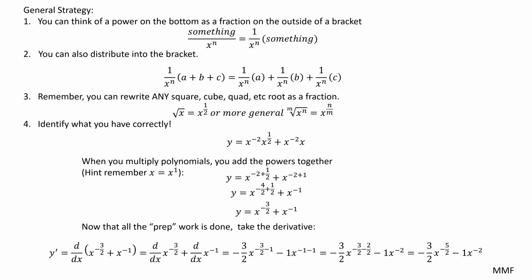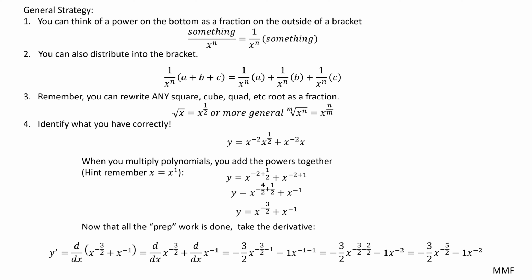Now that all that prep work is done, you can start doing the derivative. And you can take the derivative of each term separately, which makes it a little bit easier. Remember, when you're doing the derivative of a higher order polynomial, you take the old power and you move it in front. So in this case, we're moving -3 over 2 in front, and we're subtracting 1 from the power. And for the second term, we're moving -1 in the front, and we're subtracting 1 from the power.